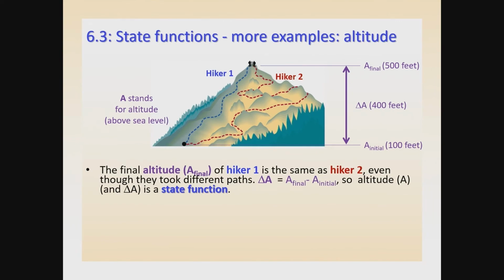He could take a short path or he could take a long path, and he went up the same amount. And so the change of altitude that those hikers went through is a state function. And also altitude itself is a state function.